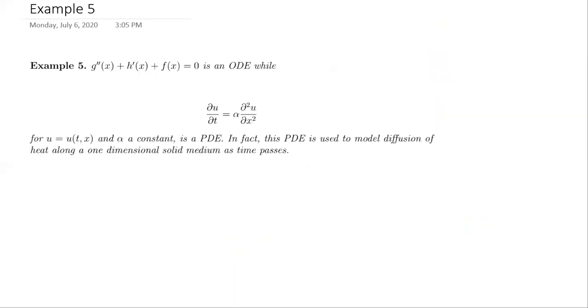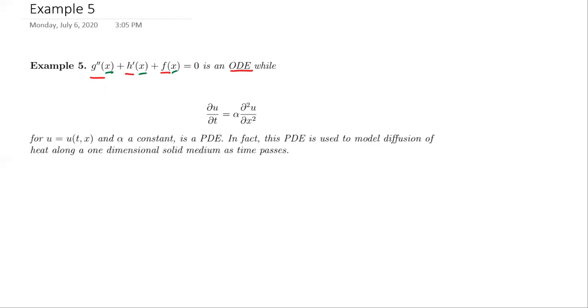Now let's see an example here. We have a differential equation, g double prime of x plus h prime of x plus f of x equals 0. Notice that this is an ordinary differential equation because even though there are several dependent variables, several different functions, in this case g, h, and f, we're taking derivatives with respect to one single variable, which in this case is x. So taking derivatives with only one single variable tells you that it's an ordinary differential equation.